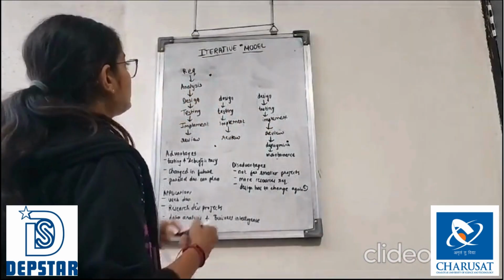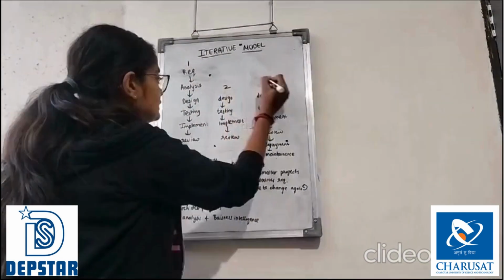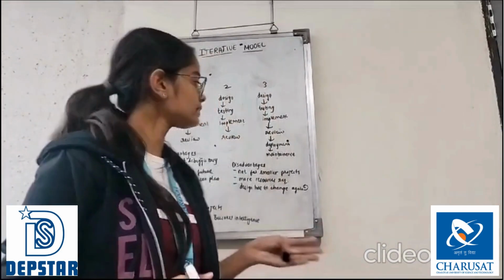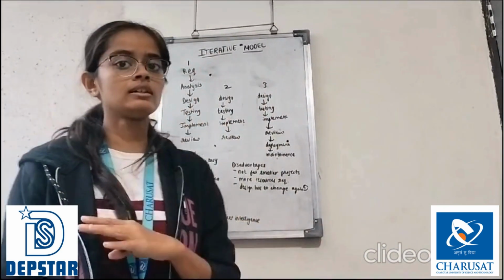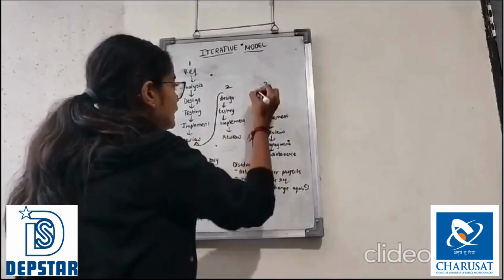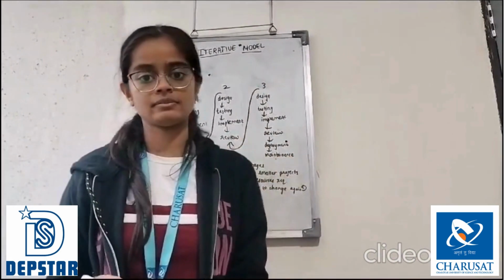So this is the diagram. This is the first iteration, this is the second iteration, and this is the third iteration. As the client has requested some changes, they are applied into this first iteration. Similarly, this is applied to the second iteration.